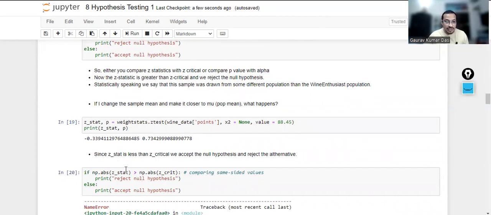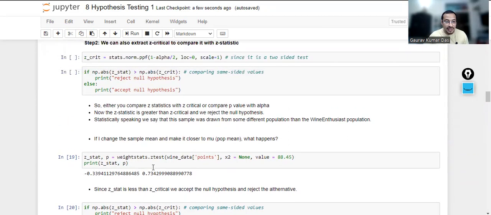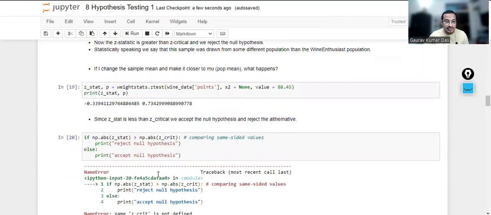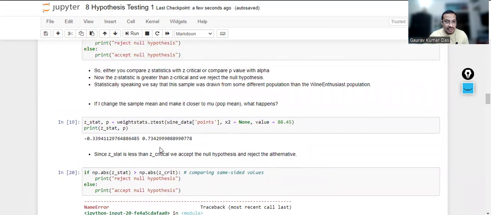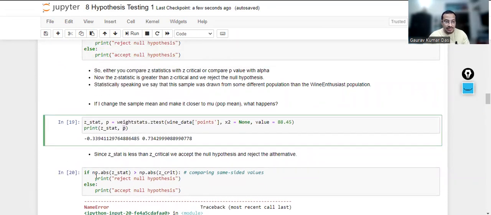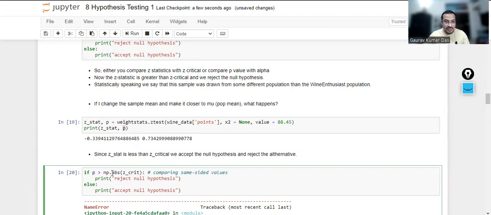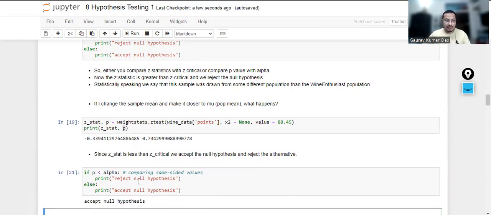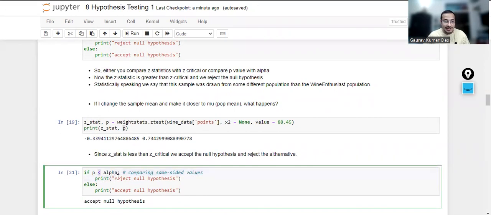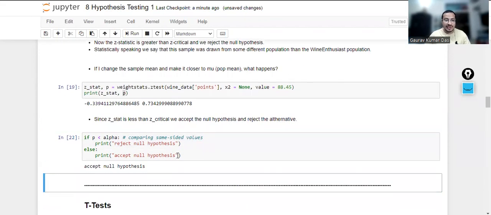Okay, so here, Z stat and Z critical value. Here we're not going to find a Z critical value anyway. We'll just compare p with alpha. So if p is less than alpha, we reject the null hypothesis, of course. Otherwise, we accept the null hypothesis. So in this case, we'll accept it.